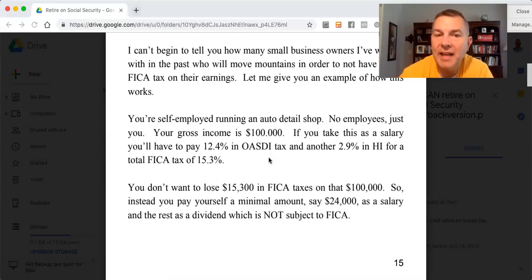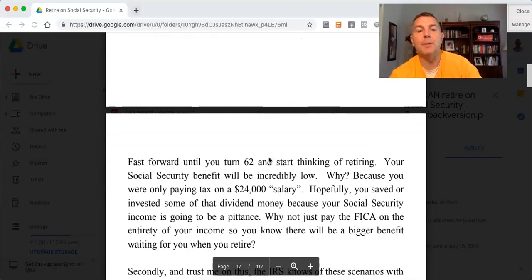If you take this as a salary, you'll have to pay 12.4% in OASDI, another 2.9% in HI, for a total FICA tax of 15.3%. You don't want to lose $15,300 in FICA taxes on that $100,000. So instead, you pay yourself a minimum amount, say $24,000 as a salary, and the rest as a dividend, which is not subject to FICA.